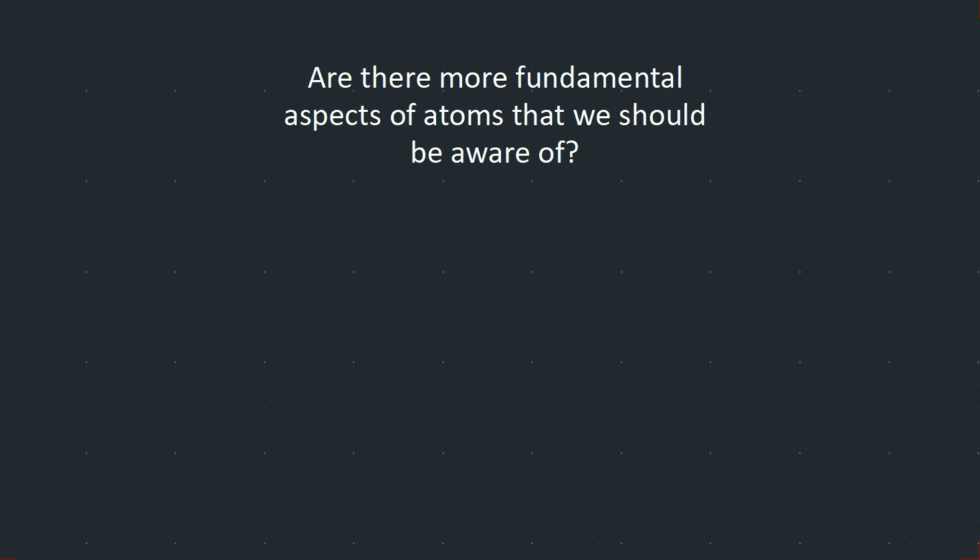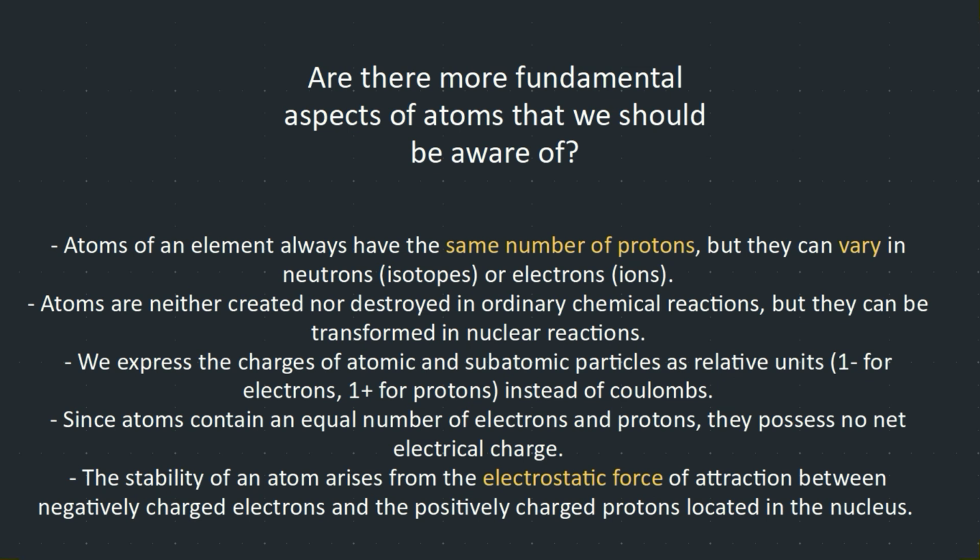Are there more fundamental aspects of atoms that we should be aware of other than that it contains protons, neutrons and electrons? Yes. Atoms of an element always have the same number of protons, but they can vary the neutrons and electrons. This is something that we have to be aware of. That's why we count the number of protons. That's why we don't go with the number of electrons, because electrons can come and go. If you have an idea of what is an ion, or if you have done that experiment wherein you rub your scale against your hair and get it near a paper, there too we observe this aspect.